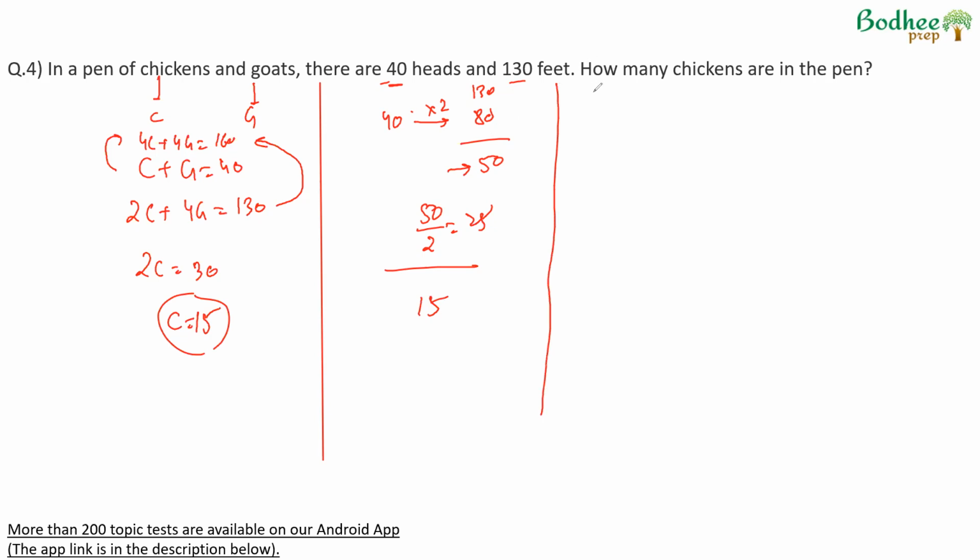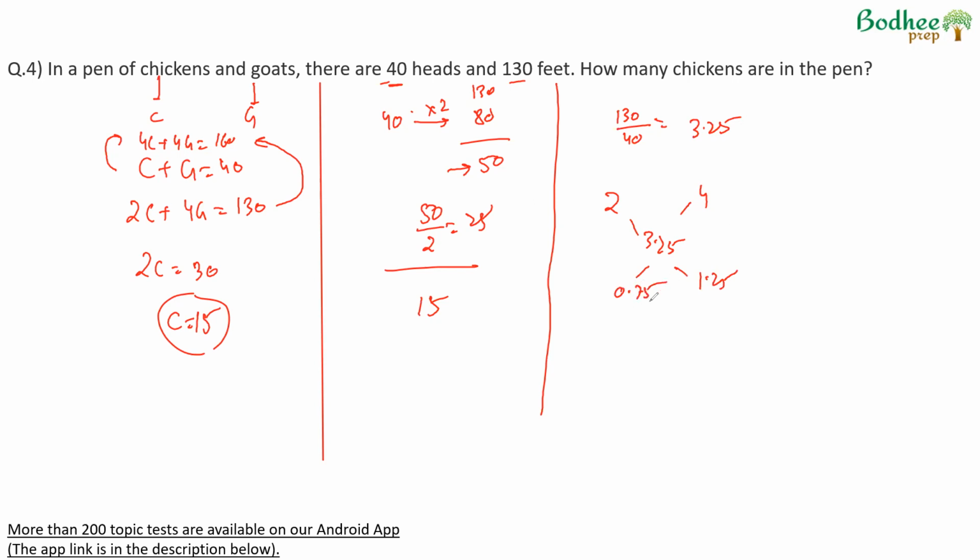The third way could be that we simply aggregate. Here the number of feet per head is 130 by 40, which comes out to 13 by 4, 3.25. Now the feet per head of a chicken is 2, feet per head of a goat is 4. And in our mixture, it is 3.25. So if we aggregate, the difference here comes to 1.25. The difference here comes to 0.75.